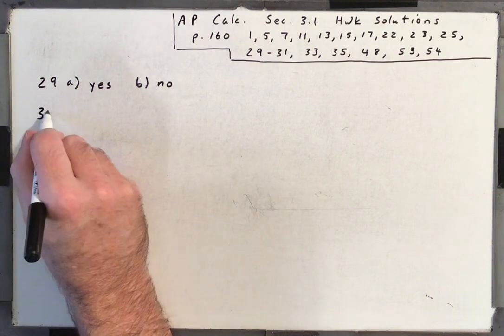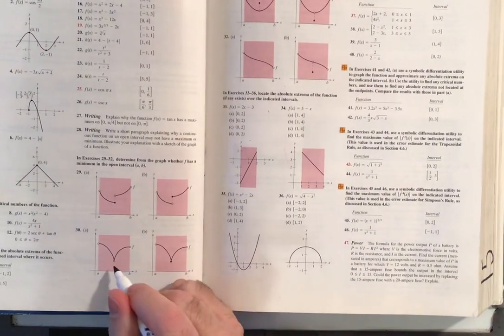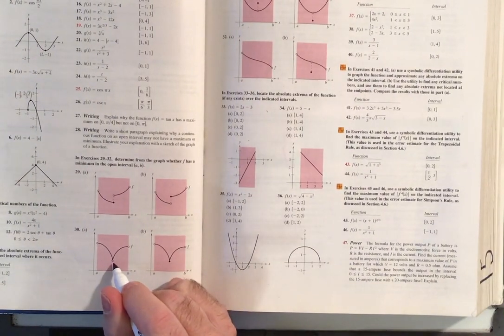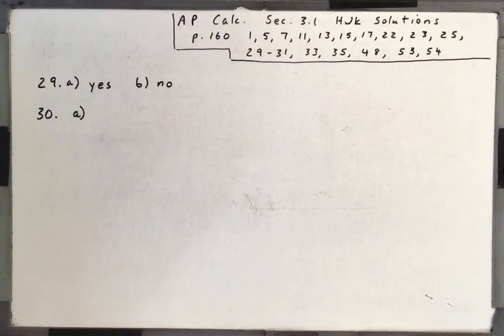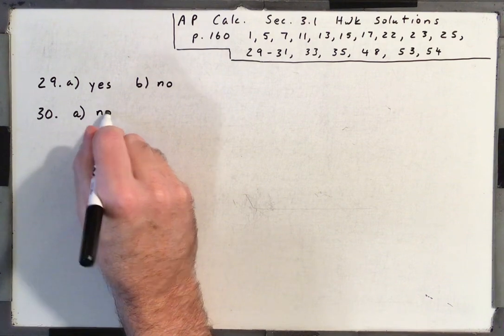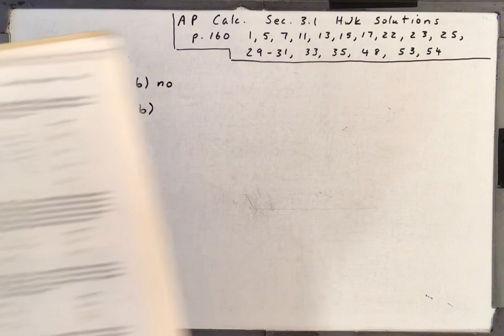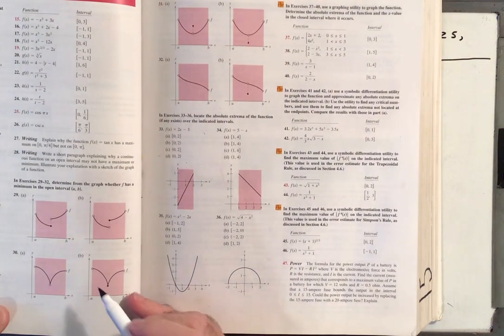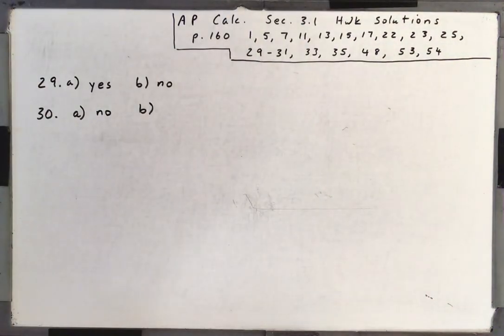All right, 30. So it's just asking about a minimum. The minimum is at an open circle, so we can't count it. So that's going to be a no. On part B, the minimum occurs at a closed circle, which is indeed a part of the interval. So the answer is yes.